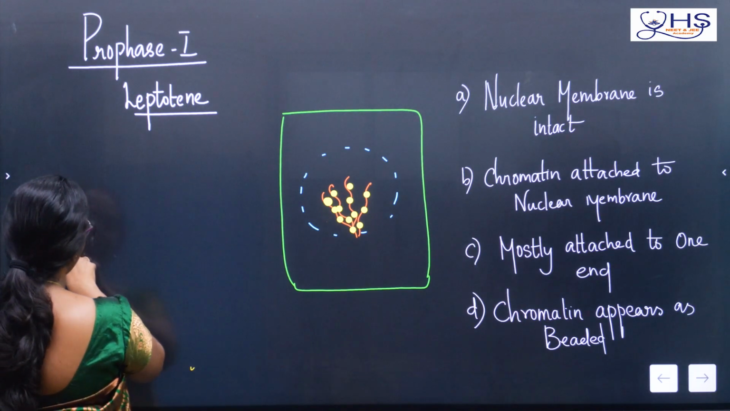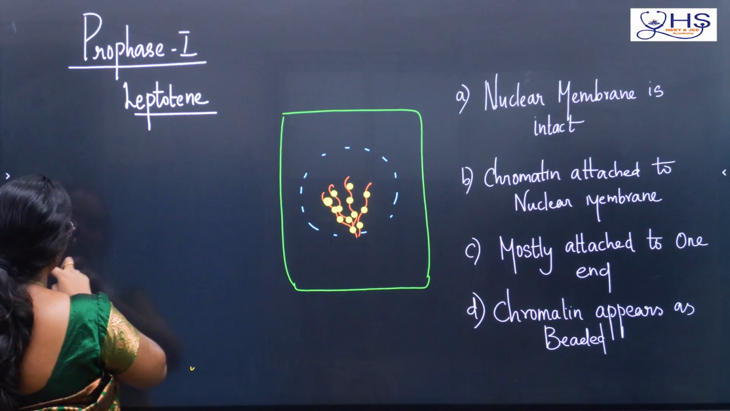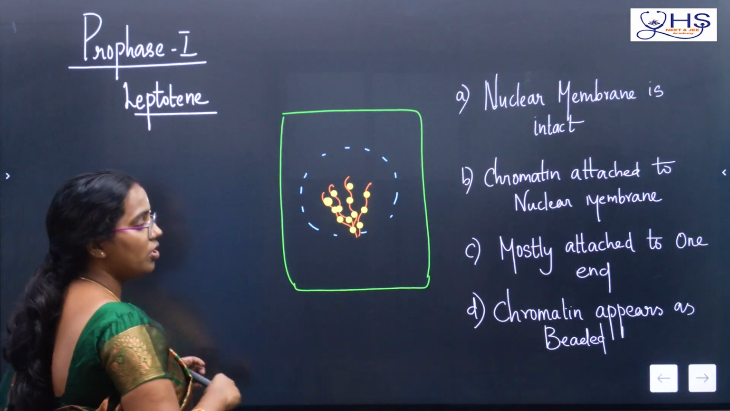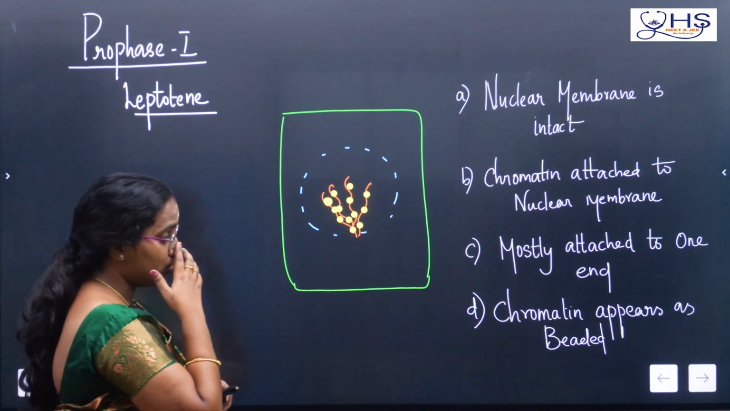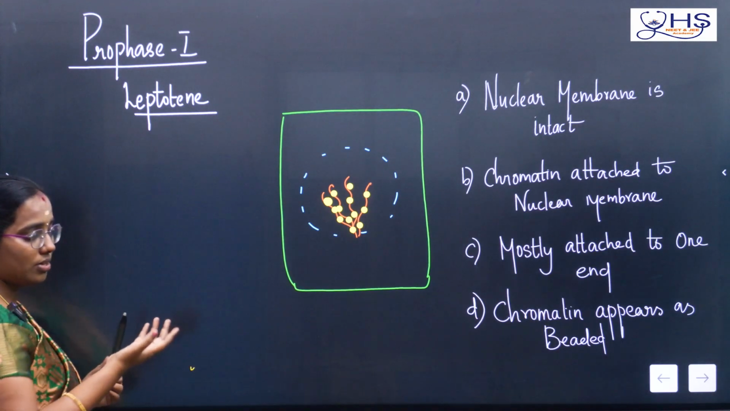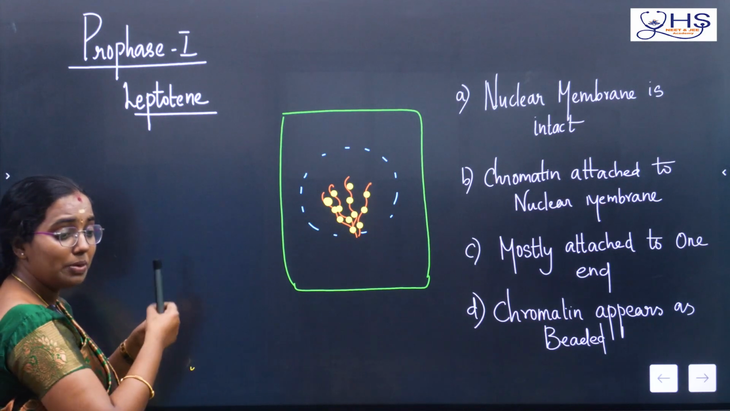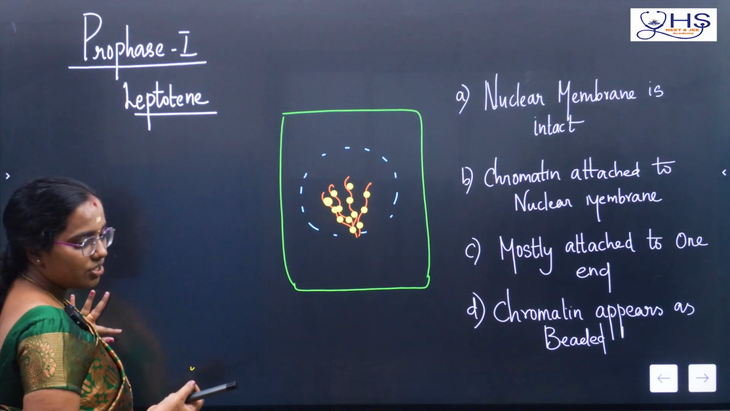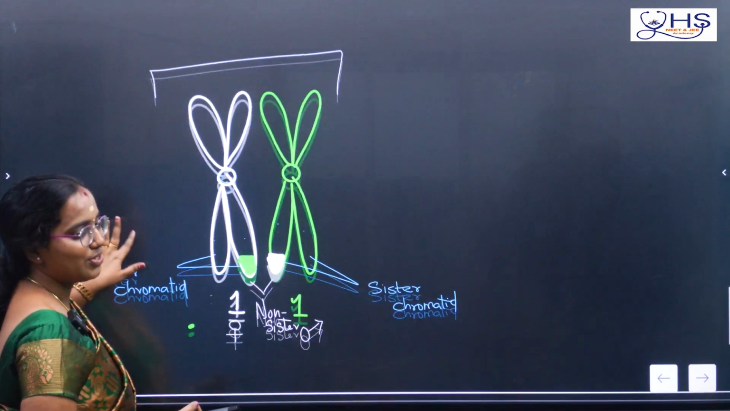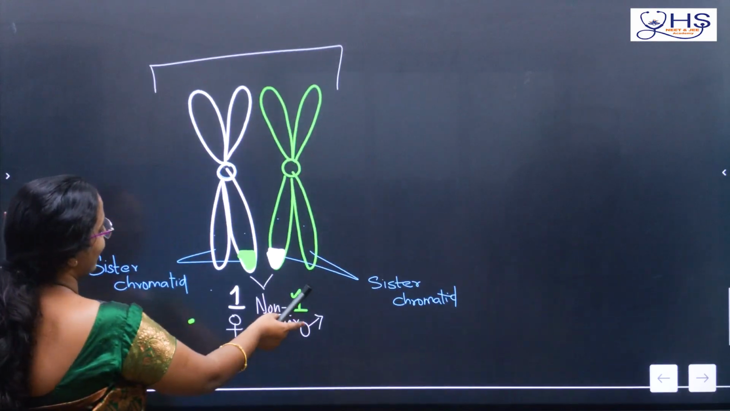And why did I make yellow dots here? Yellow dots are nucleosomes. Next, chromatin appears as beaded, because chromatin will look like a bead structure. Those beads are called nucleosomes. You write later, I will give you time to write, don't write now.